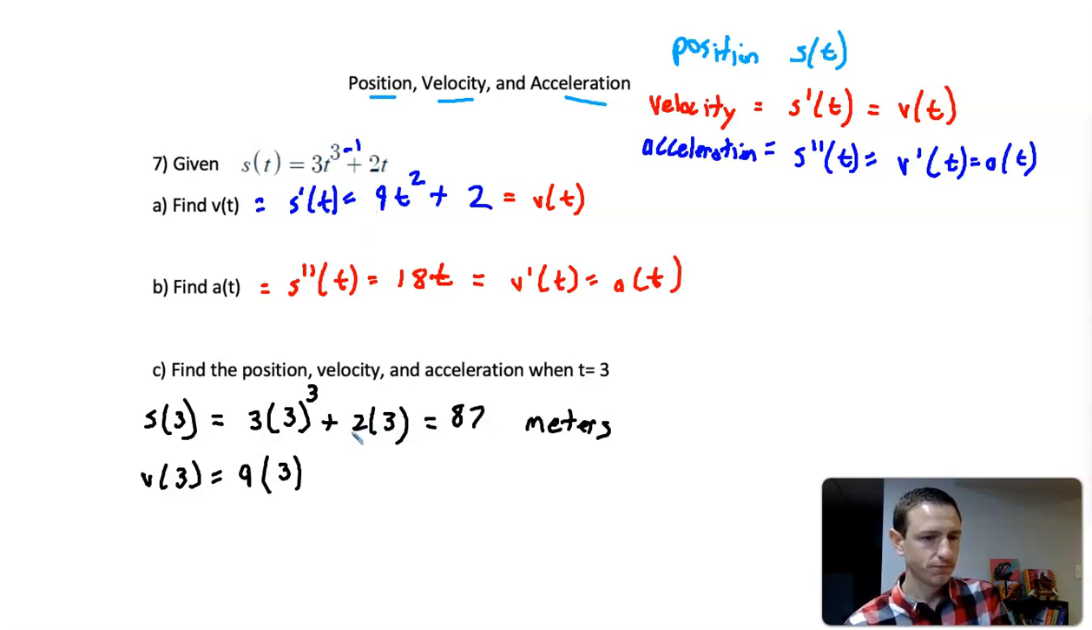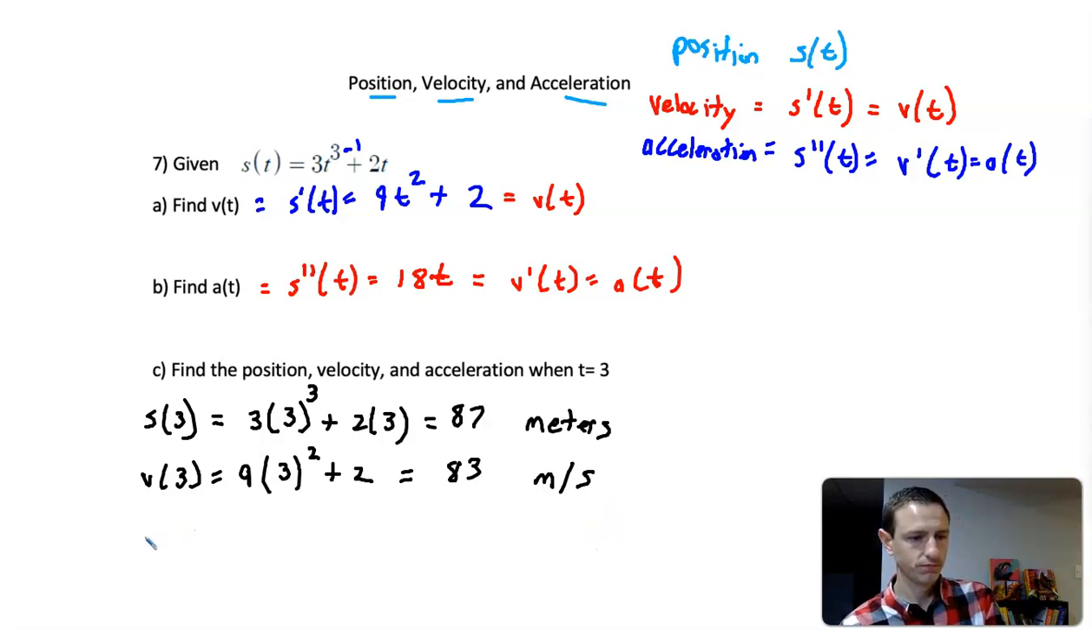So t is equal to 3 seconds, so 9, 3 to the second, plus 2. Three to the second is 9. 9 times 9 is 81. 81 plus 2 is 83. So the units on velocity is going to be meters per second. Meters per second is the velocity. And if this was feet or something, or minutes or hours, it would be feet per second, or just feet for the position.